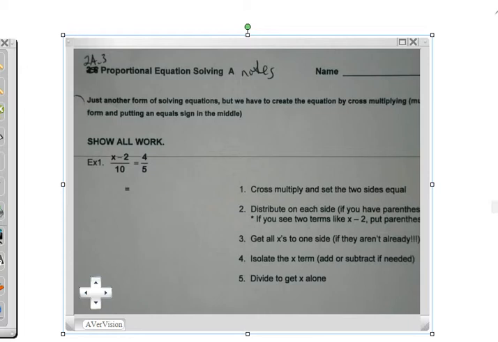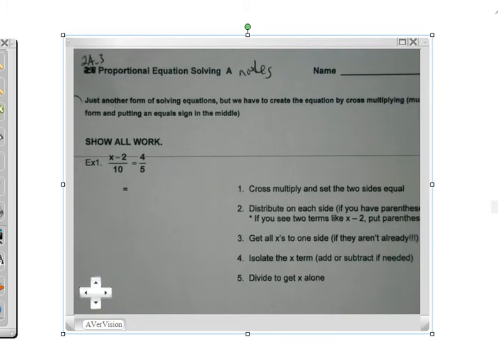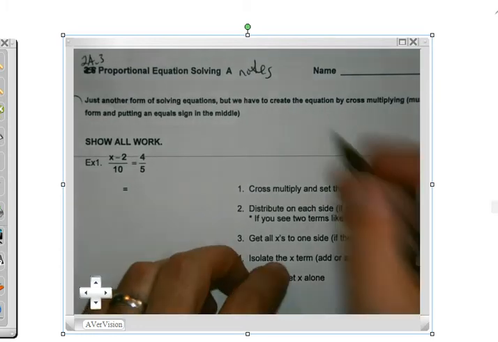On this proportional equation solving, it's going to look like a regular equation here pretty quick. Okay, yeah, we're going to be doing a little cross multiplying, but there's one thing I'm going to make note of. I'm going to write it in red here because it's so important.